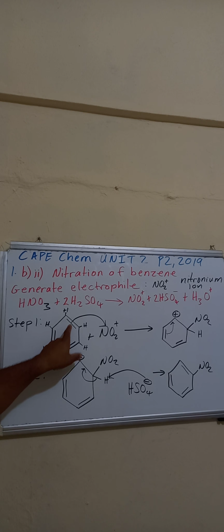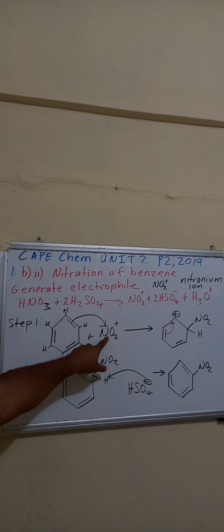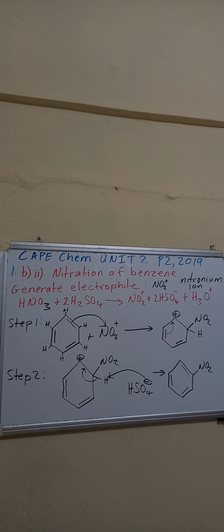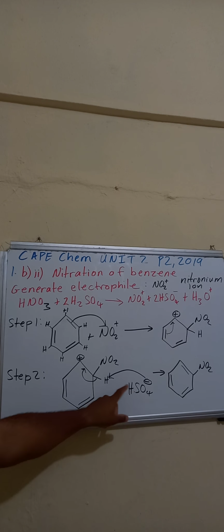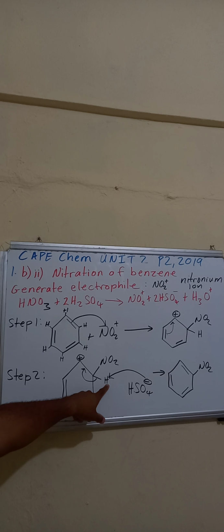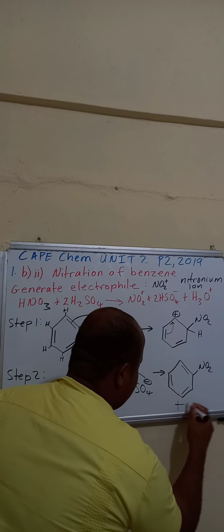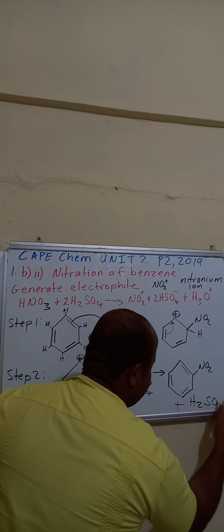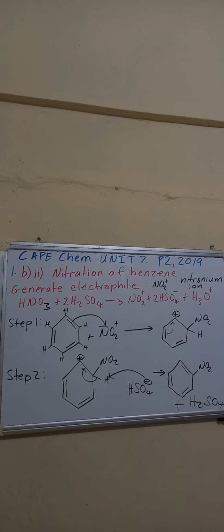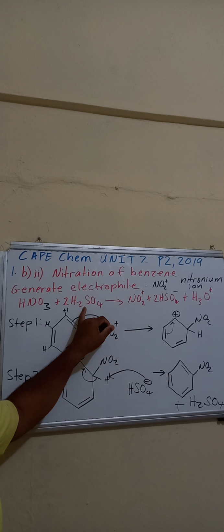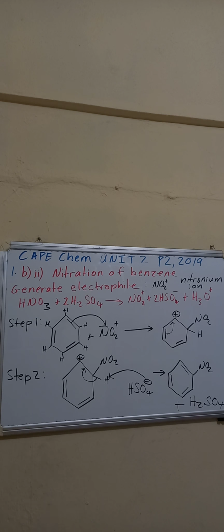One where the pi bond forms a bond with the nucleophile, and then the acid comes back and removes a proton here. So you get back the sulfuric acid here, right? So you always generate back your catalyst, and that's it for the mechanism.